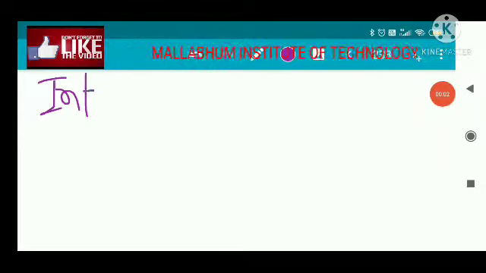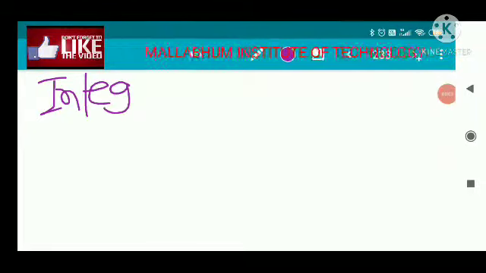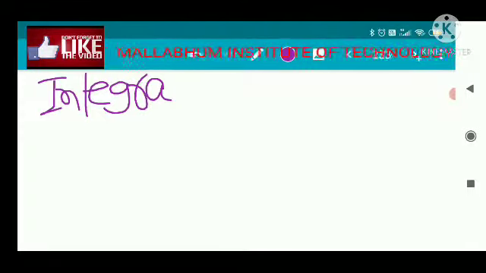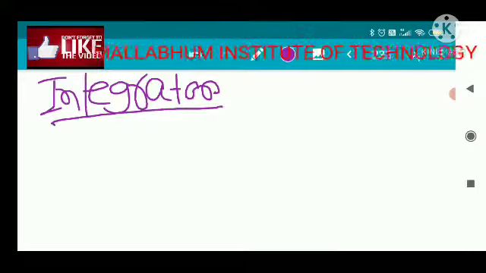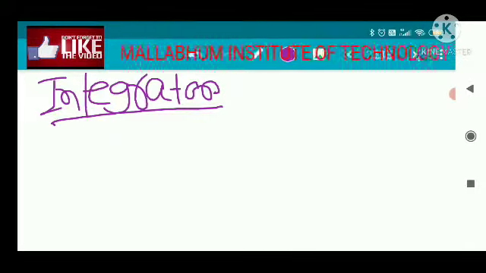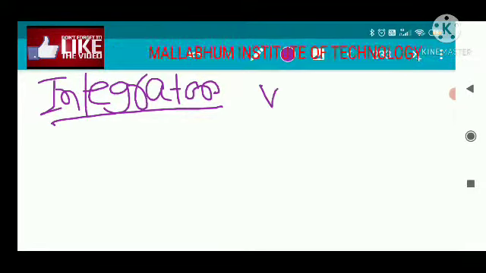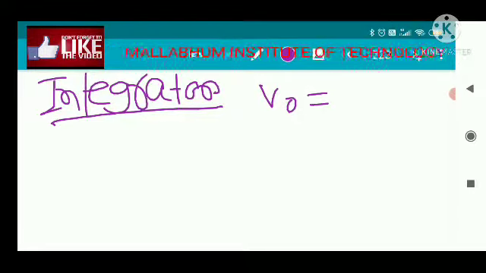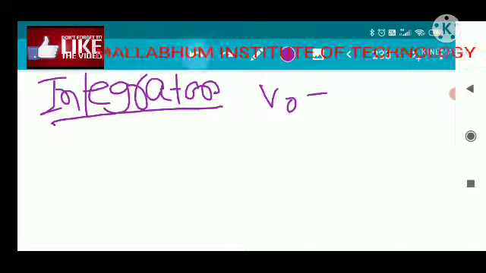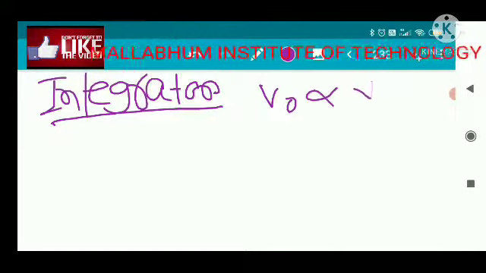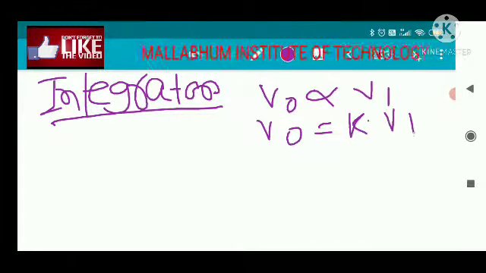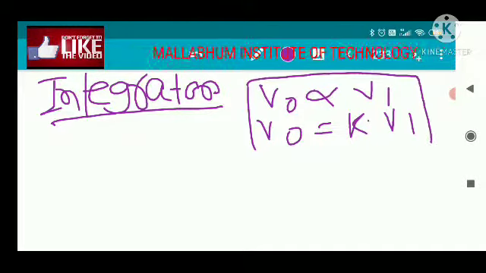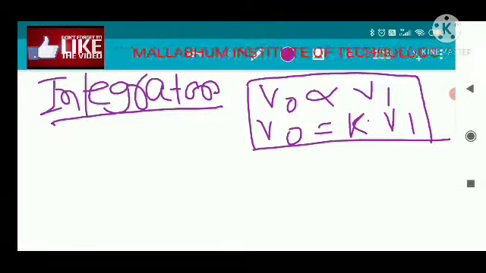Okay, so today we will discuss some of the nonlinear applications of the operational amplifier. Nonlinear application means the output voltage and the input voltage relationship is not linear. A linear relationship means, suppose output voltage is V0 and input voltage is V1, then V0 must be proportional to V1. That means V0 must be some constant times V1. So that is the linear relationship between the output voltage and the input voltage.